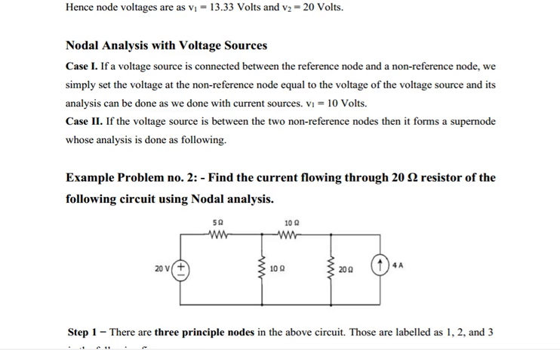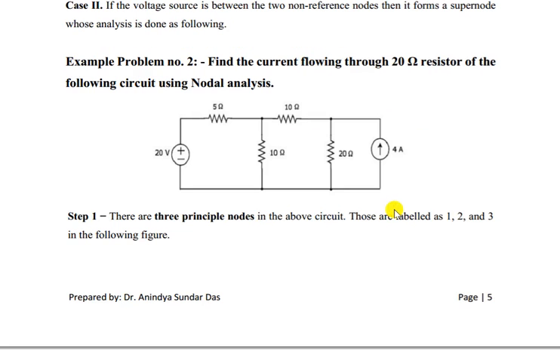Case 2, if the voltage source is between the two non-reference nodes, then it forms a super node, whose analysis we will do later, after some time. Now let us solve example 2. We have to find the current flowing through this 20 ohm resistor.